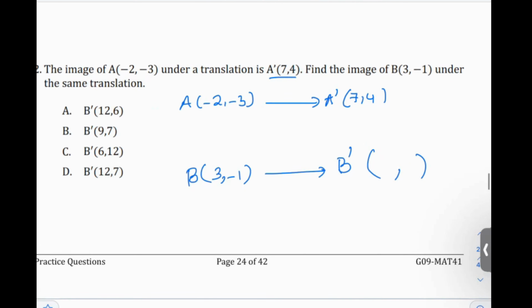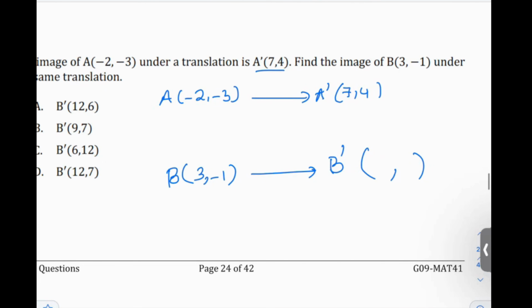Either you do it mentally or you can subtract to find the vector. If you have the vector, you will add. If you don't have it, you will subtract. So 7 minus minus 2, 9. 4 minus the minus 3, which is 7. That means the point has been moved across the vector 9, 7. So we will apply the same vector here.